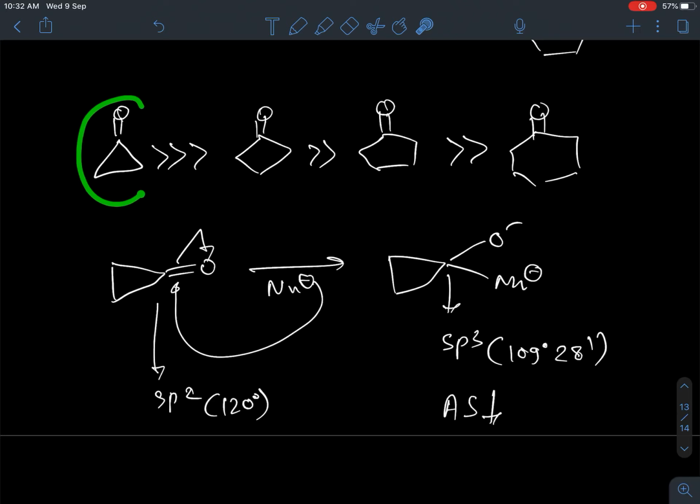Now will it be more as compared to regular aldehyde? Yes, much more than regular aldehyde. This will be much more than regular aldehyde and ketone.